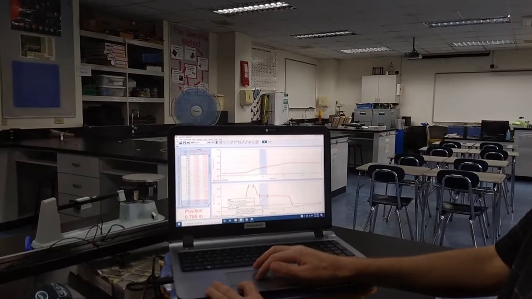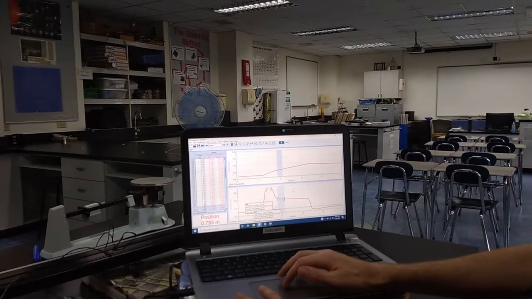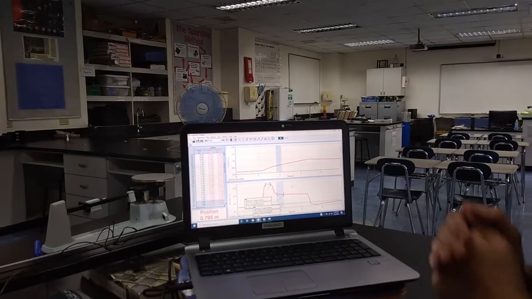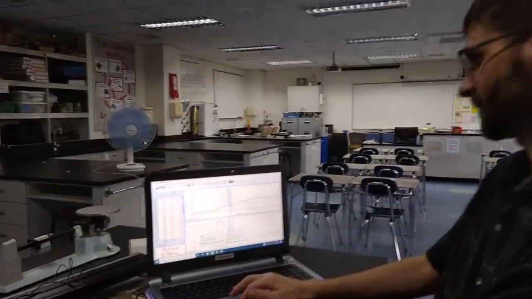So what if we scoot this over just a little bit more maybe? Okay, so as before, I'll put up a screenshot of this, and that will allow you to have what you need in order to do your analysis of this particular part of the lab.